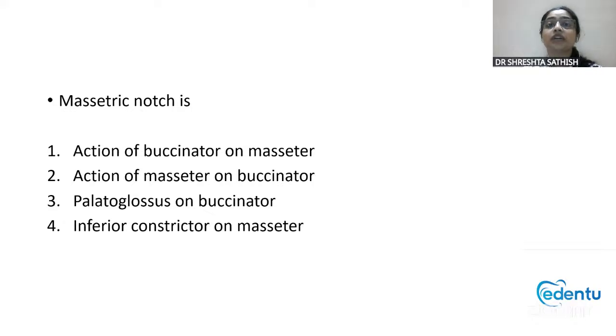What is masseteric notch? Masseteric notch is formed due to the action of masseter on the buccinator.